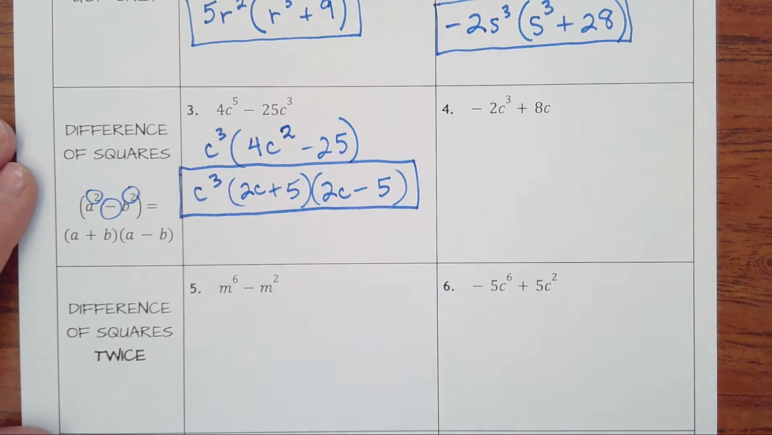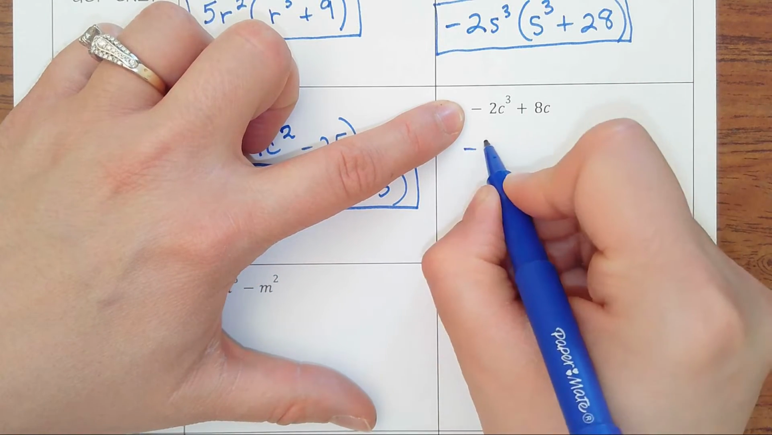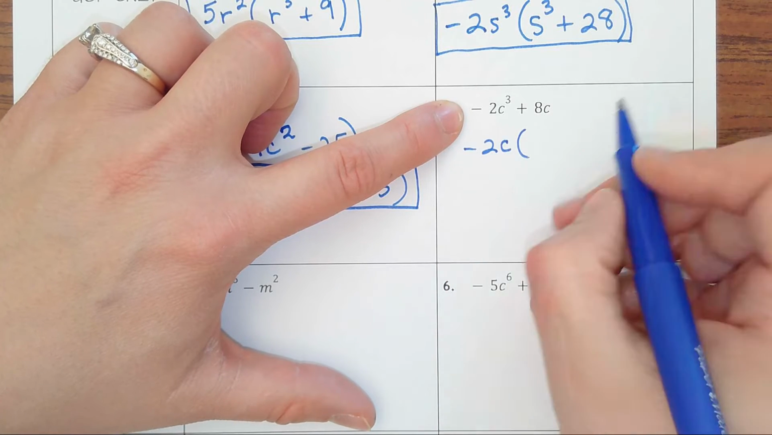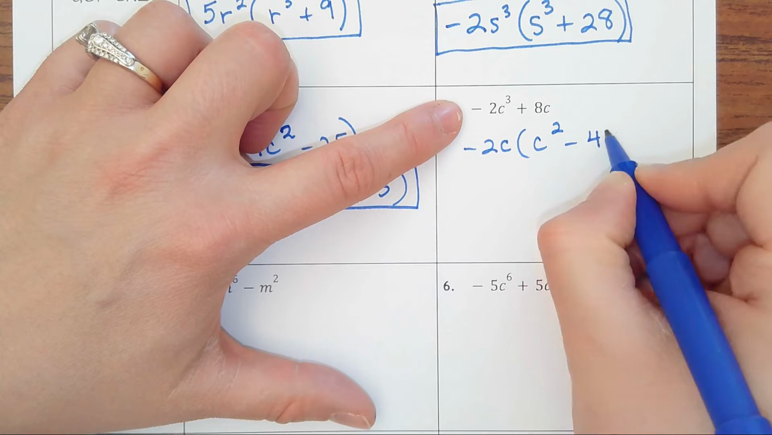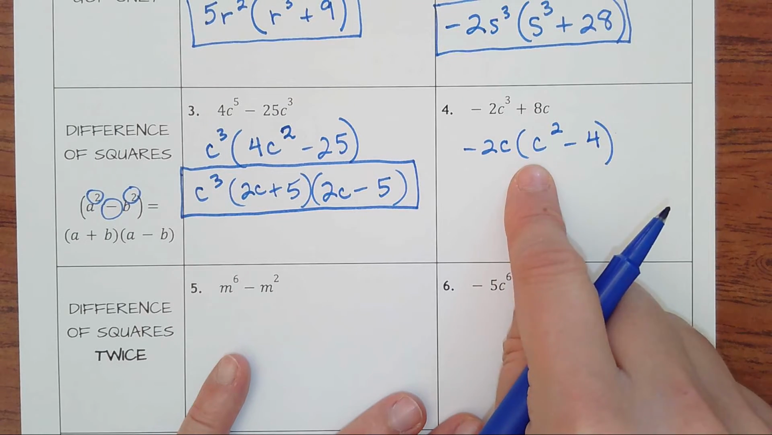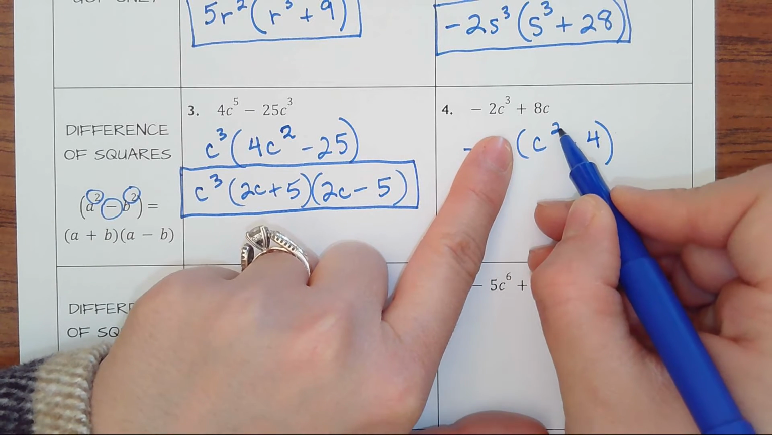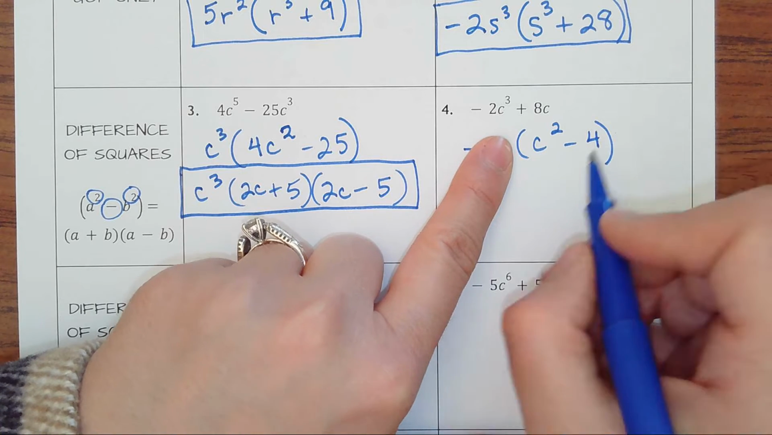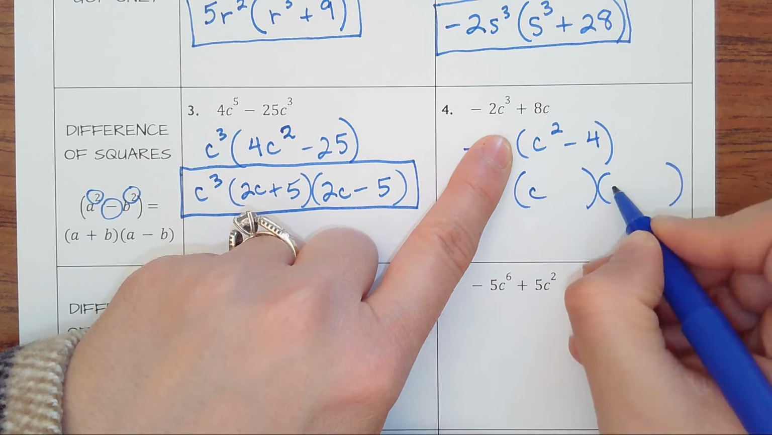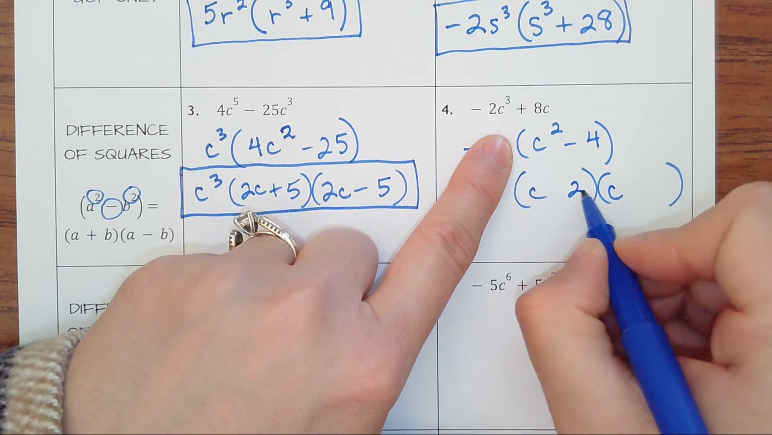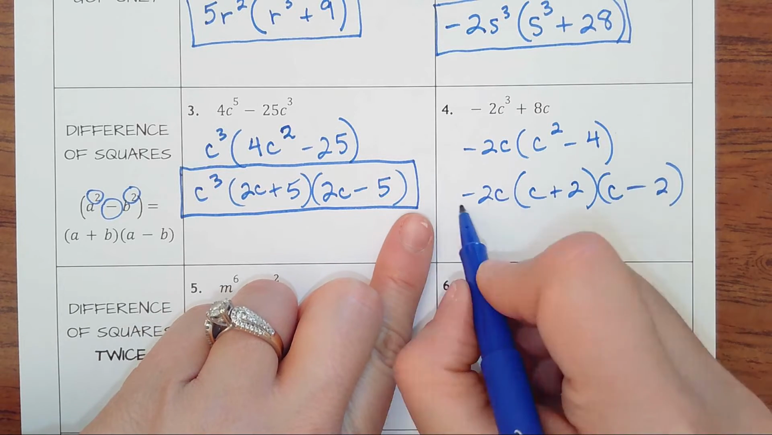All right, number 4. We're leading with a negative, so I want to take that out. I can also take a 2 and a c. And so that will leave me with c squared minus 4. Okay, I'm done with this part, but now here's a c squared and a minus, and that's a perfect square. So I would make 2 sets of parentheses. What times itself made c squared? C times c. What's the square root of 4? 2, 2. One's a plus, one's a minus. And drop down your negative 2c.